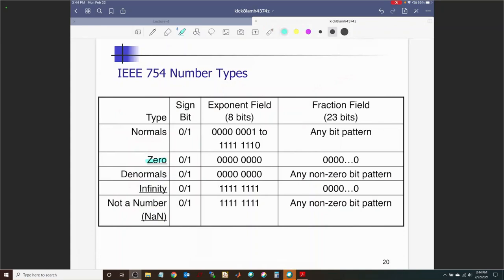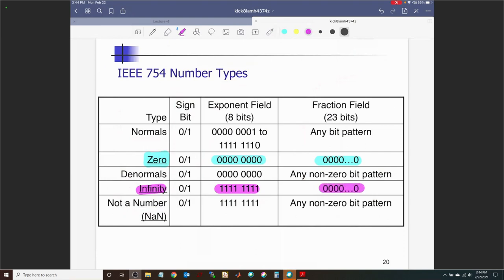0. How do you identify 0 using 32 bits? Well, all of the 8 bits in the exponent field have to be 0, and all the 23 bits in the fraction field have to be 0. How do you identify infinity? Well, all the 8 bits have to be 1 in the exponent field, and all the bits in the fraction field have to be 0.